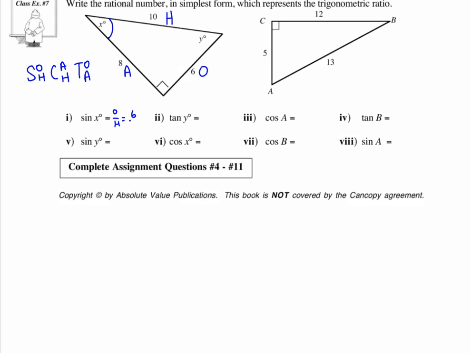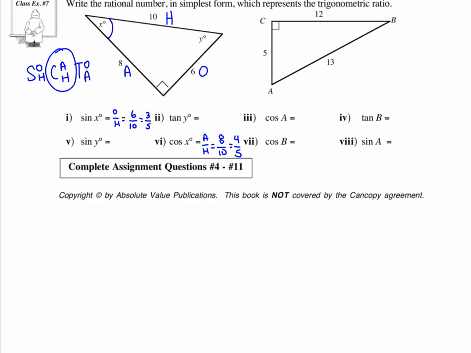6 over 10. Now, if we have a ratio, we always reduce that. So that would be a reduced fraction, 3 over 5. Okay. So cos of x, let's go down to cos of x. Cos is what two sides divided? Adjacent over hypotenuse. Okay, so I'm getting that from the SOHCAHTOA part. Adjacent was 8 divided by 10. What does that reduce to?